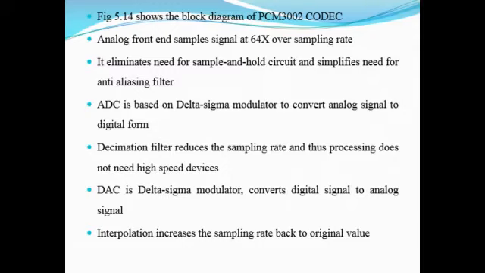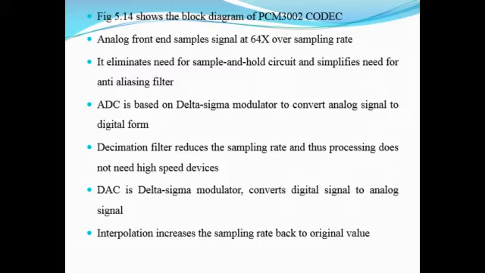And analog to digital conversion is based on delta sigma modulator, which can be used to convert an analog signal into a digital form. Then decimation filter, as I already told, reduces the sampling rate, and thus processing does not need high-speed devices.